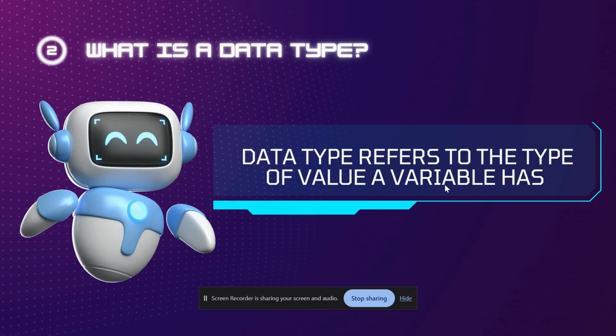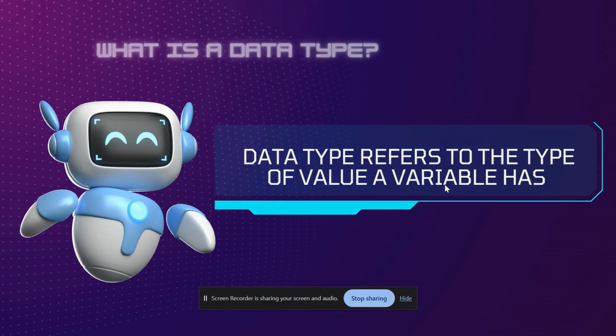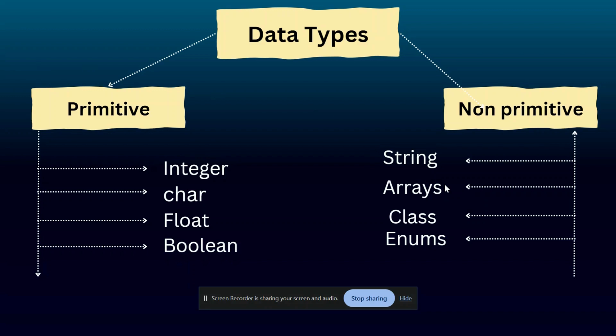Now coming back to our PPT, we have the types of data types available. As we know, we have lots of data types like decimals, numbers, and all. But in Java, we have a few types of data. We have two categories: primitive and non-primitive. In primitive, we have integer, character, float, boolean. And in non-primitive, we have string, arrays, class, enums.